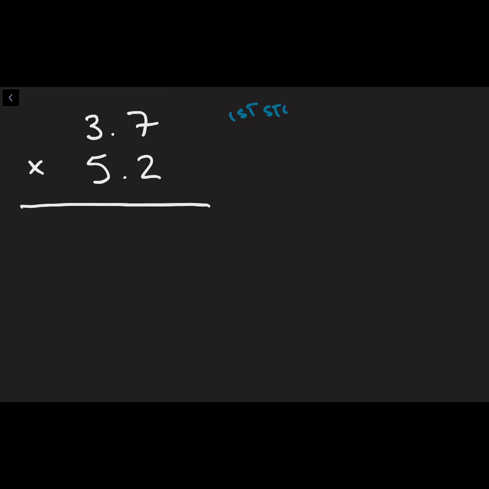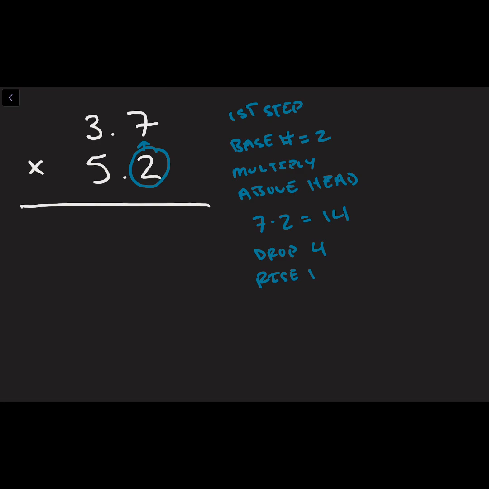So we got the first step right here. First step, we're gonna identify our base number. So our base number right now is going to be 2. Okay, so 2 is our base number. Circle that. So first thing we're gonna do is multiply above head. Now, when I say above head, that just means right above. So multiply above head, and when we do that, we got 7 times 2, which is going to give us a 14. All right, so we drop the 4, rise the 1. Drop the 4, rise the 1. All right, so that's it for the first step.